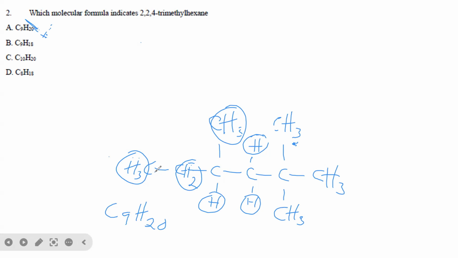So if you are given the name of the compound and you want to know the exact number of carbon and the hydrogen, then you draw the structure of the compound and you count the number of carbon and hydrogen that are present there. So then let's move to the next question.